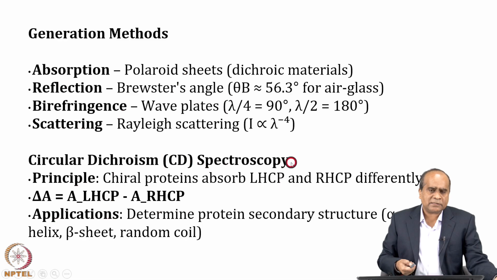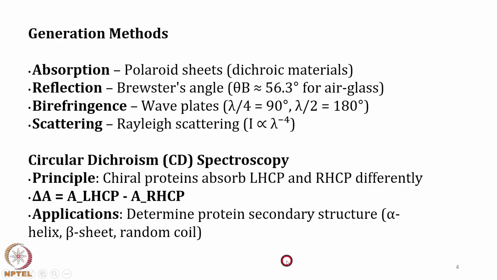So, what happens in this case? A chiral molecule absorbs this left handed circularly polarized light and right handed circularly polarized light differently, and that gives rise to this wonderful phenomenon which is observed in CD, right. So, the absorption difference of left handed polarized light versus right handed polarized light is what we measure in circular dichroism, and that has application in determining the protein secondary structure, which gives the quantitation of an alpha helix or a beta sheet or a random coil, right.